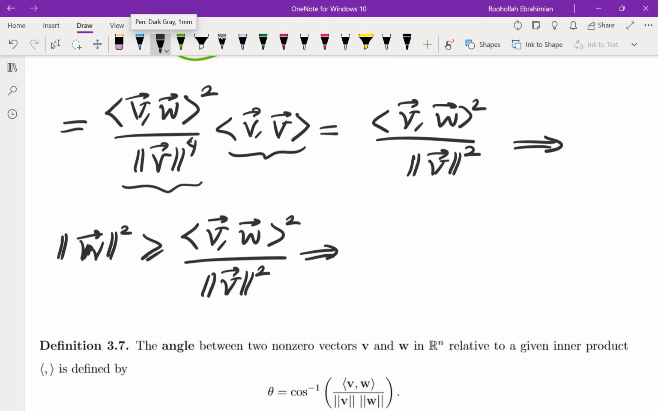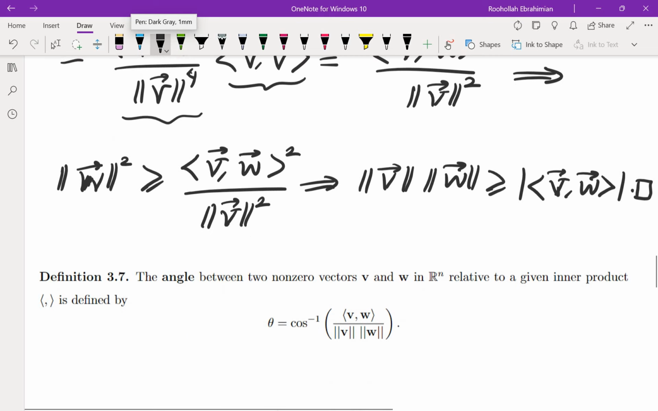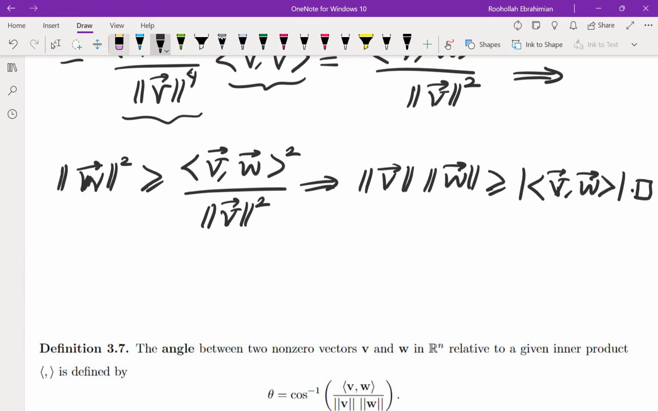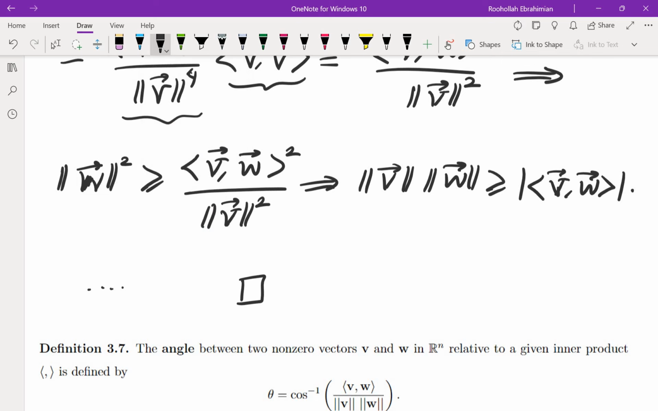Now, multiply both sides by the length of v squared, and then take the square root. So we'll get the length of v times the length of w is greater than or equal to the absolute value of the inner product of v and w. So this completes the proof only for the case when v is not 0. If v is 0, then this is not the complete proof. If v is 0, you'll have to check that separately. But that's actually a very straightforward case. It's one of the exercises, but it's actually the easier case.